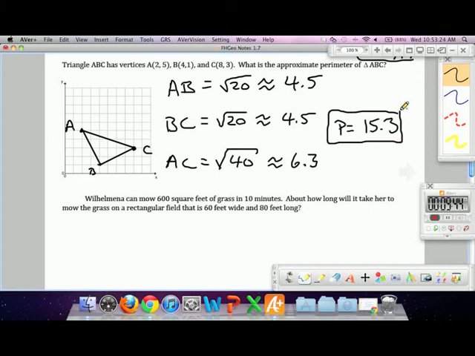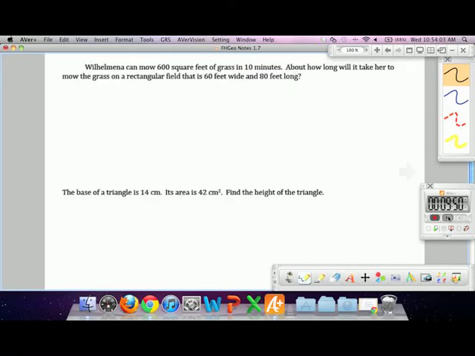This young lady can mow 600 square feet of grass in 10 minutes. How long will this lady take to mow her lawn that is rectangular and is 60 feet wide by 80 feet long? Well, I'm looking for a time here. And if I tell you this, then you know it's speed. So what's a formula that relates speed and time to something else? What's your favorite formula from back in the day?